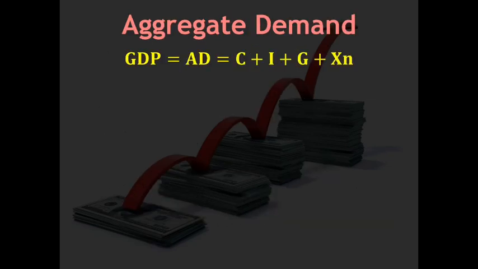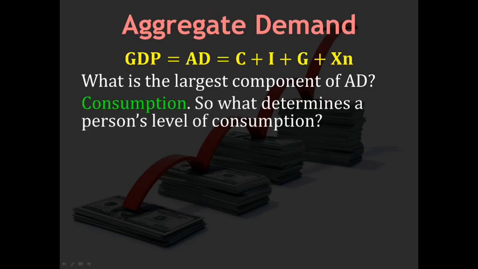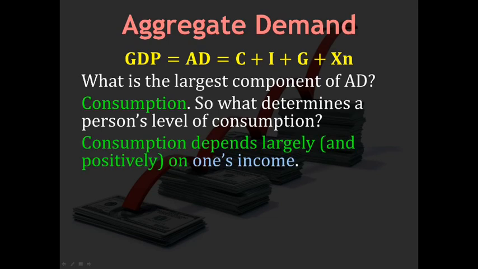So if you recall, GDP is equal to aggregate demand, which is equal to consumption plus investment plus government spending plus net exports. Now, which is the largest component of aggregate demand? Well, it's consumption. So now the question is, what determines a person's level of consumption? Well, consumption depends largely on one's income. The more money you make, the more you have to consume.